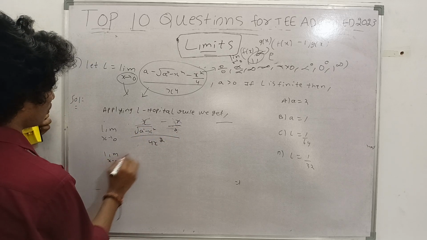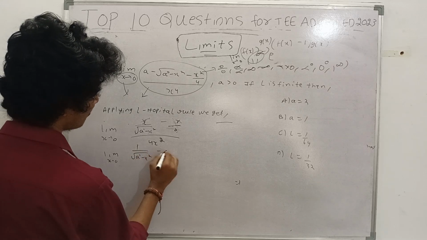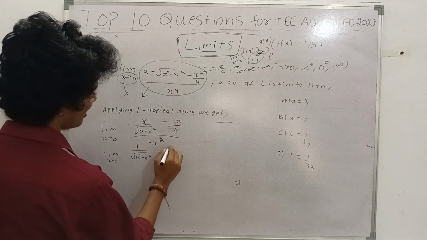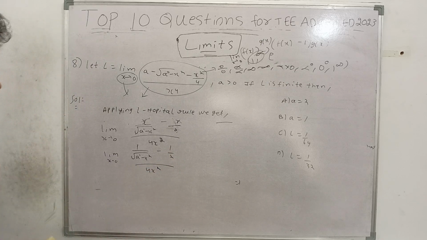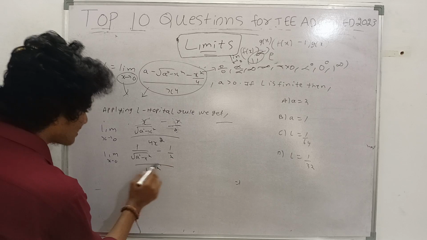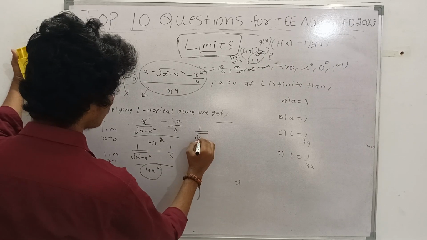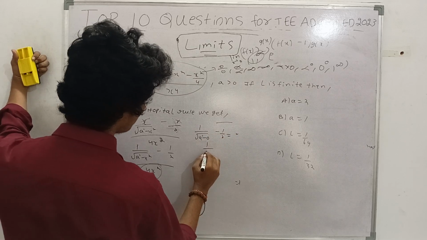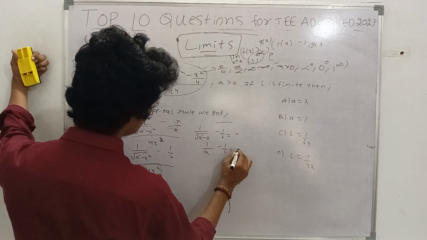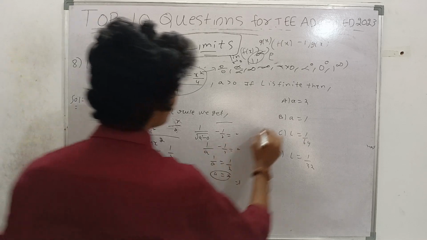Limit x tending to 0, 1 divided by root of a square minus x square minus 1 by 2 divided by 4x square. Now the denominator is 0, so we have to check the numerator. 1 divided by root of a square minus 0 minus 1 by 2 should be equal to 0. 1 divided by a minus 1 by 2 equals 0. 1 divided by a equals 1 by 2. A equals 2. Now it is correct.